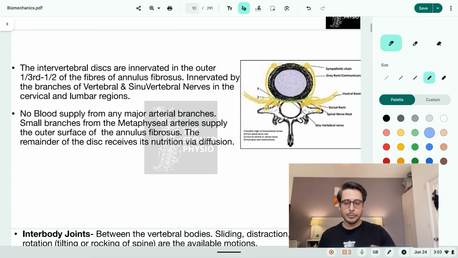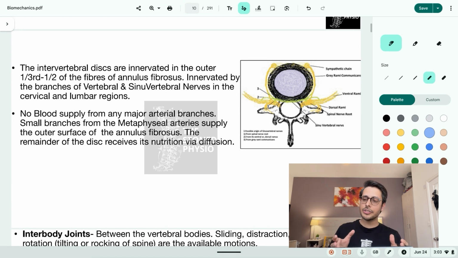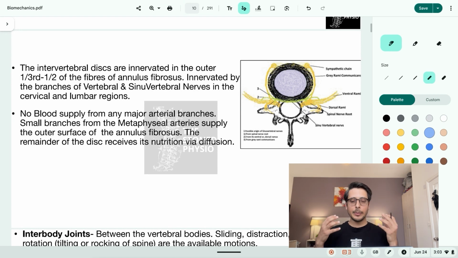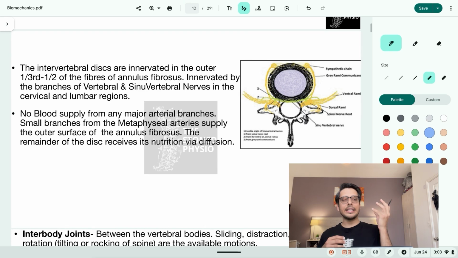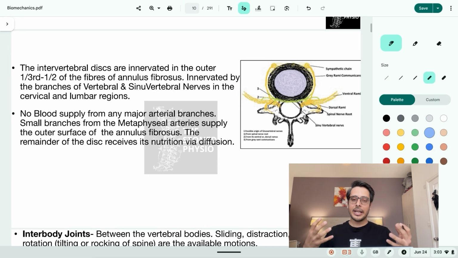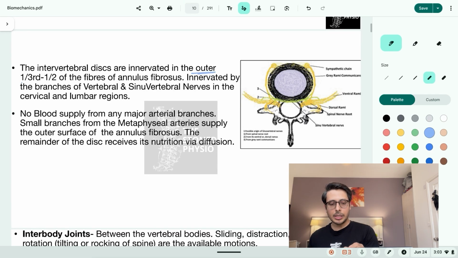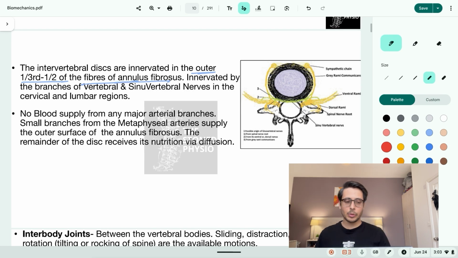Okay, now if we move further, we need to talk about the nerve innervation in the intervertebral disc, and how the disc gets its nutrition. First, talking about the disc innervation, how much nerve supply is available in the intervertebral disc. What we see is that it's only the outer half to one third of the fibers of the annulus fibrosus.